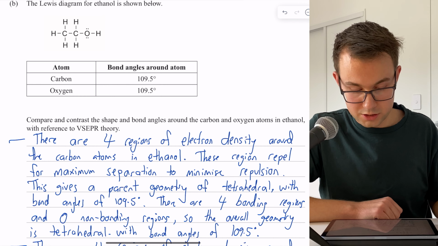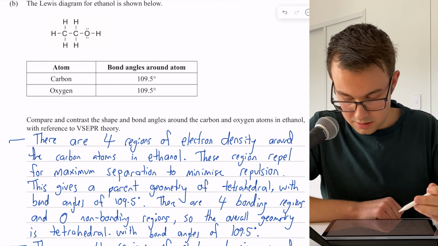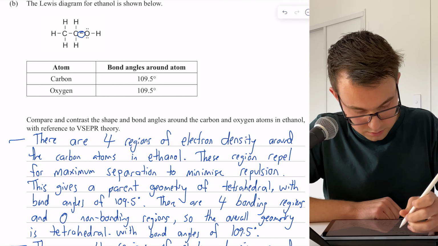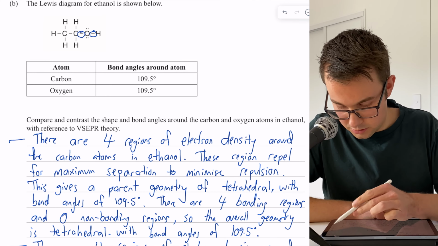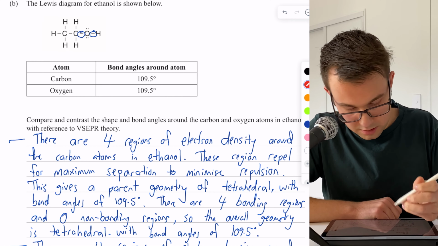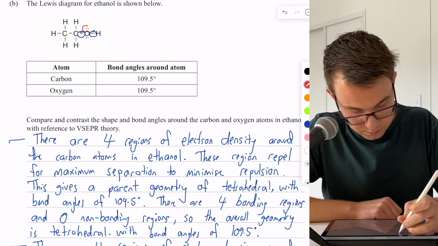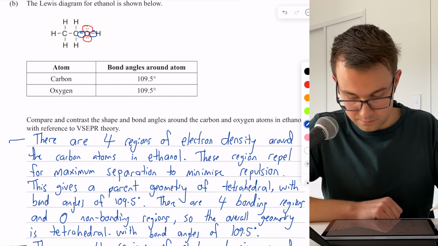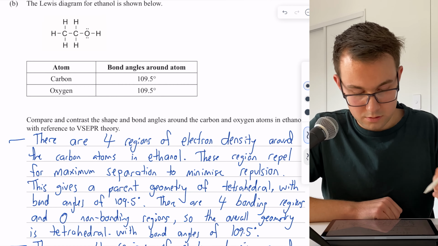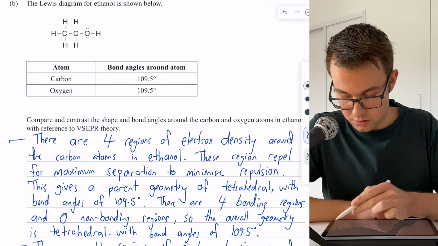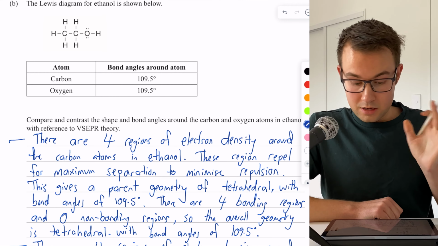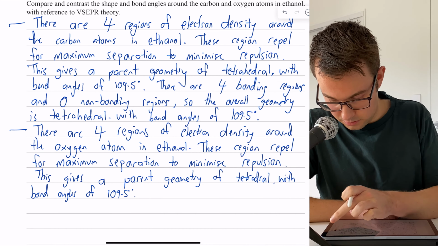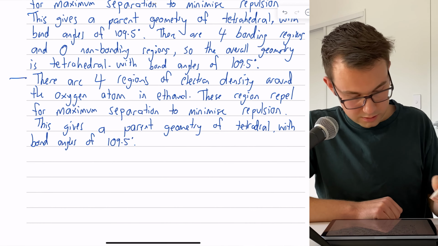How many bonding regions versus non-bonding regions? Okay, let's look at some bonds. That's a bond. Very cool. That's a bond. This is non-bonding. This is also non-bonding. Wow. Okay, so we got some different things going on. What do we got? 2 bonding regions and 2 non-bonding regions. Ooh, exciting. Okay, let's write that, and then we can think about it.